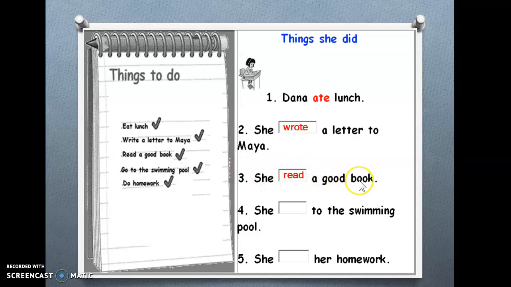She read a book. So here we have, she to the swimming pool. Here we have go. So the past is went. And the sentence we have here is: She went to the swimming pool. The last activity, Dana did do homework. So here the past, very good: She did her homework.